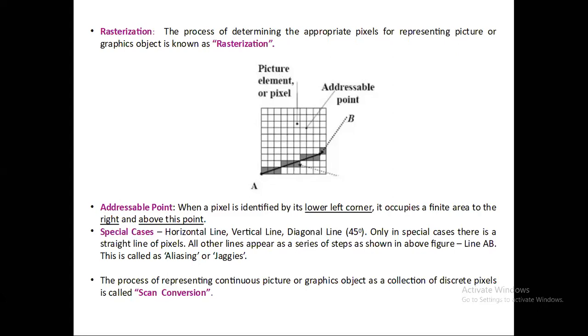Okay, now the next term is scan conversion. The process of representing a continuous picture or graphics object as a collection of discrete pixels is called scan conversion. This is another point that we will cover in the upcoming sessions. Okay, so up till now, have you understood?